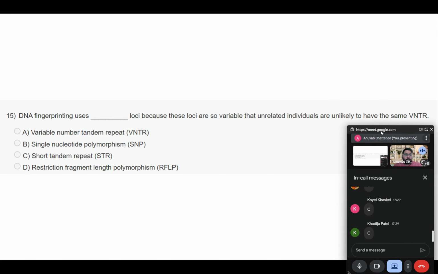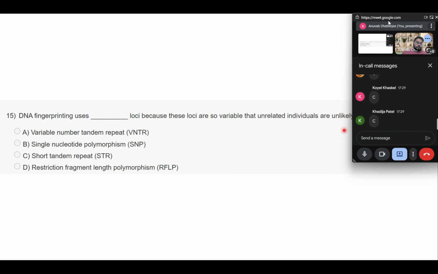Final question for the day. DNA fingerprinting uses blank loci because these loci are so variable that unrelated individuals are unlikely to have the same VNTR. So, what loci does DNA fingerprinting use? Variable number tandem repeat, single nucleotide polymorphism, short tandem repeats, restriction fragment length polymorphism. You can put in what you think is the correct option in the chat.